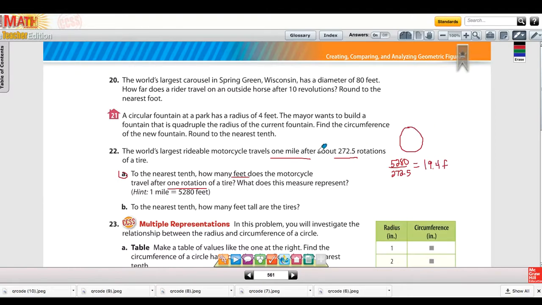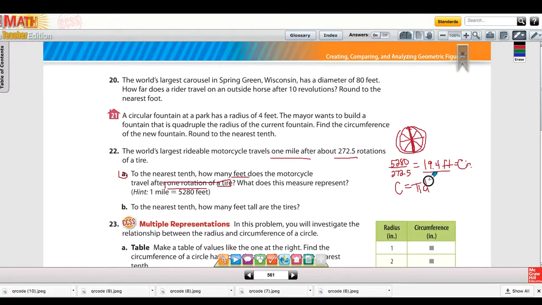And what that represents is 1 rotation of the tire. Well, if this tire spins around 1 time, that's talking about the circumference of the tire, or the circle. So that 19.4 feet is equal to the circumference. Okay, and for part B, it says to find out how tall the tires are. Well, my tires look like this here, and it doesn't matter how you go from one side of the tire to the other side of the tire, as long as you pass through the center, that's the diameter, okay? So part B is actually asking how tall the tires are. Well, how are we going to do that? Well, we're going to use our circumference formula. Circumference is equal to pi times diameter.